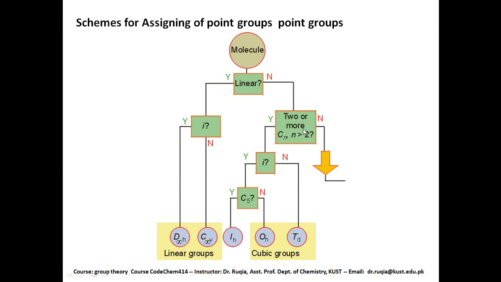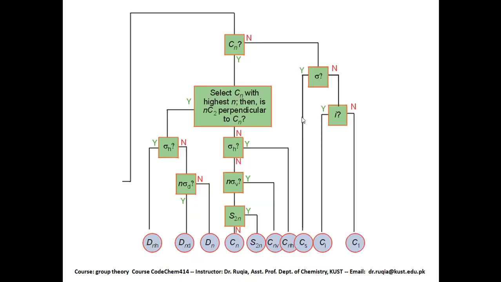Now, if this condition is not present, then we will look at the principal axis. If the principal axis is there, we select the principal axis, and then we look if there is any C2 axis perpendicular to the principal axis. If this condition is present, it will belong to the D groups.